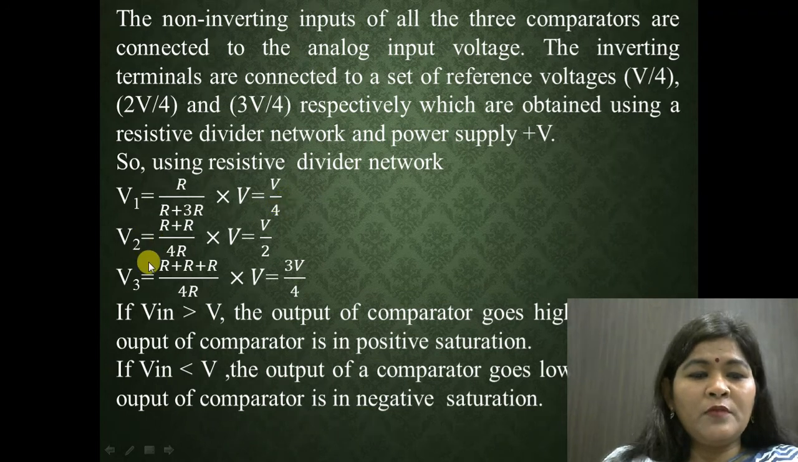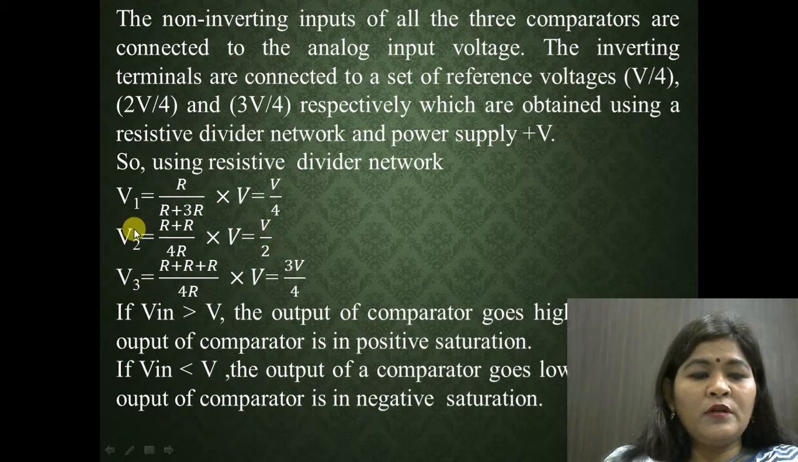Now let's come to V2, and this V2 will be V by 2, because there are two resistances, upon the total resistance 4R, and the voltage across is the reference voltage V, and this becomes V by 2.